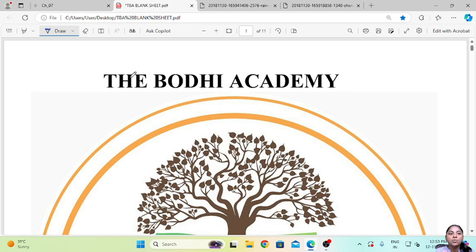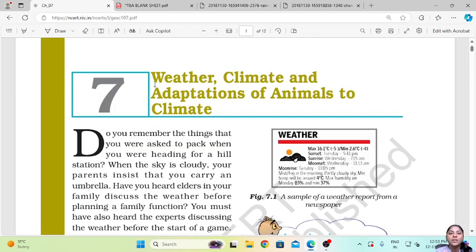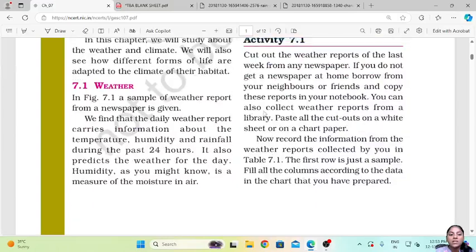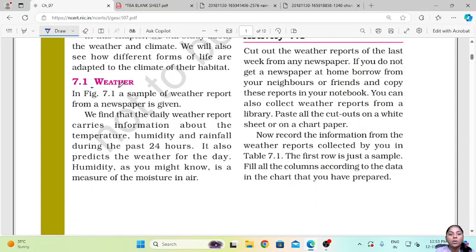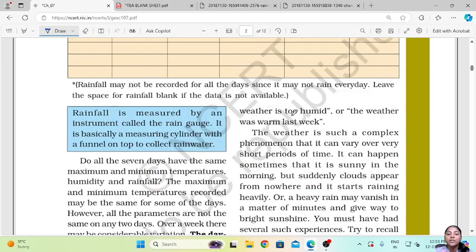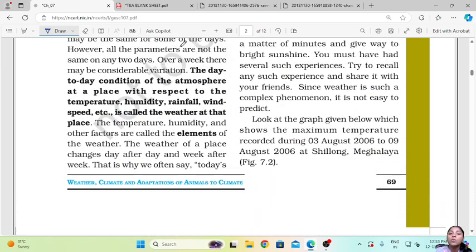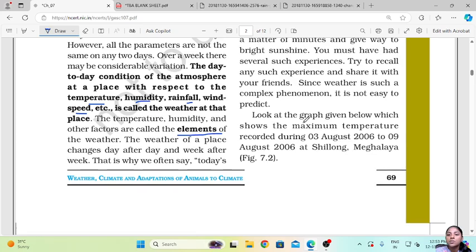In today's video, we are going to continue with Class 7 Science Chapter 7, that is Weather, Climate and Adaptations of Animals to Climate. So, in the last class, we have learnt about what is weather, what a weather report is and what a weather report contains. Then also what are the elements of weather, that is temperature, humidity, rainfall, wind speed, all these are the elements of the weather.